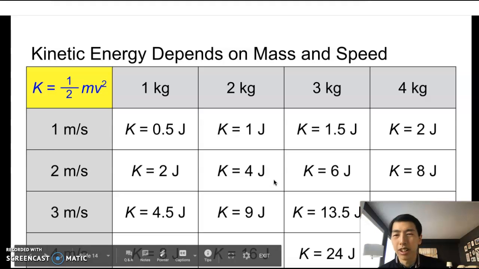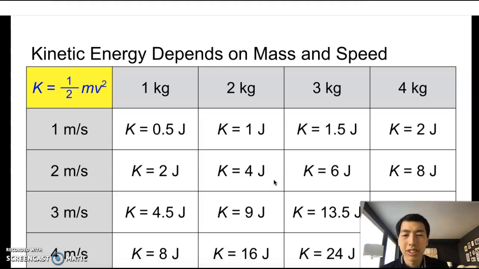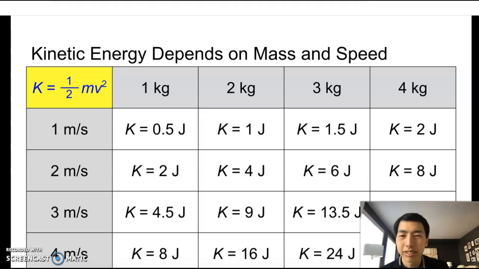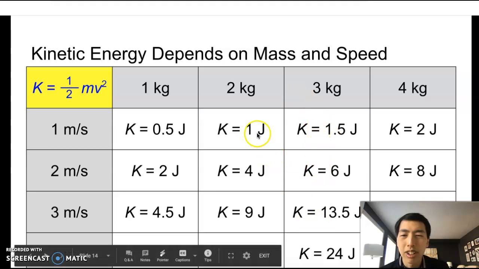In the slideshow in the notes, I give you the full table here. So these are all the answers, and you should be able to notice that same pattern for every row. For every row, things should go up by the same amount. But for every column, it's more of a quadratic relationship because it's squared here. You can check that out on your own time.